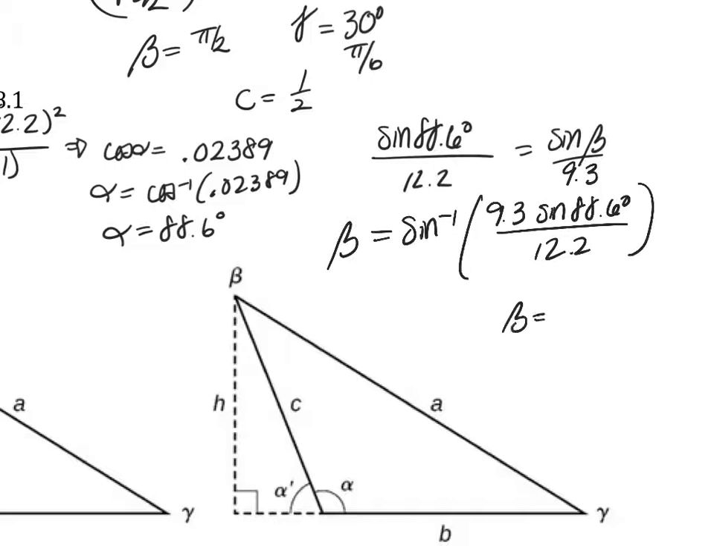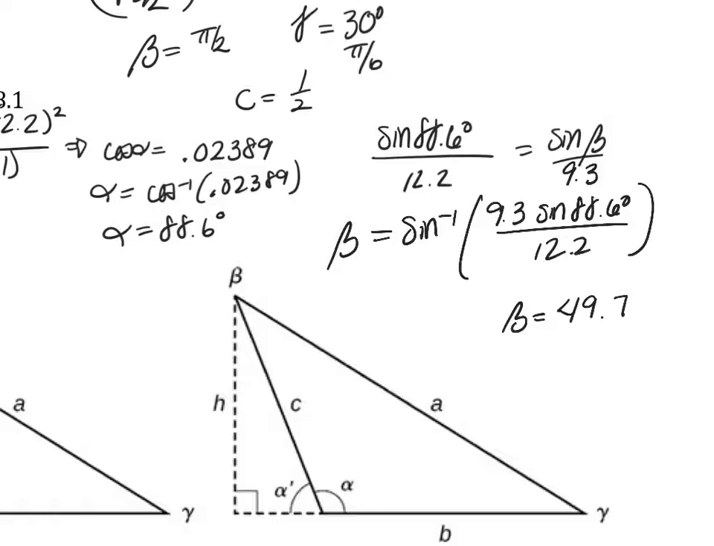What do we all get for beta? Does anyone get a beta? Anyone? Someone? Matthew? I got a different estimate than the ones you're getting, so my numbers are going to be slightly off. Okay. 49.65, so we'll call it 49.7.